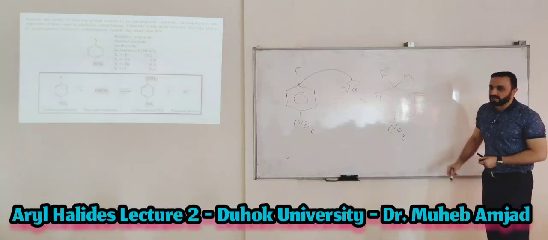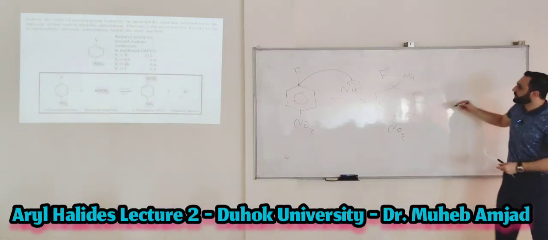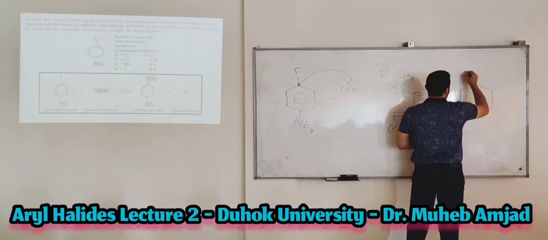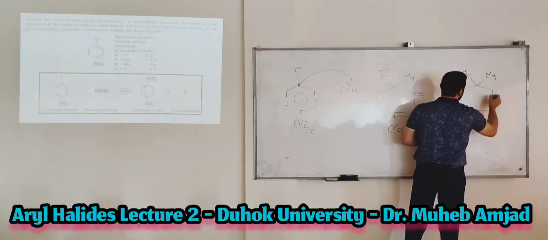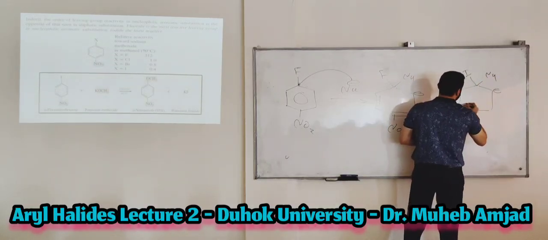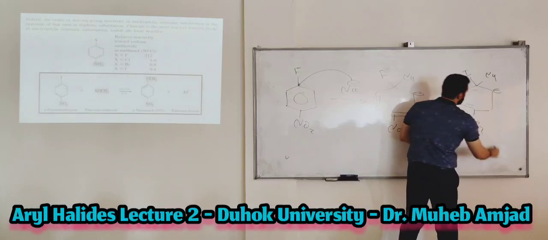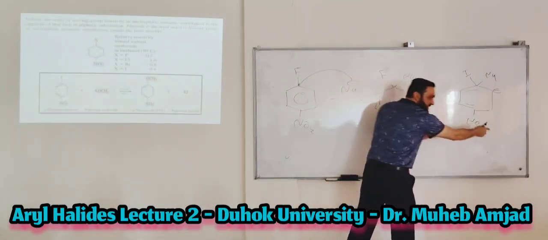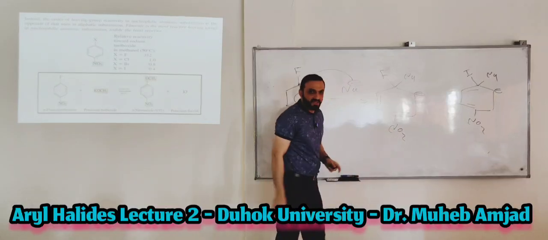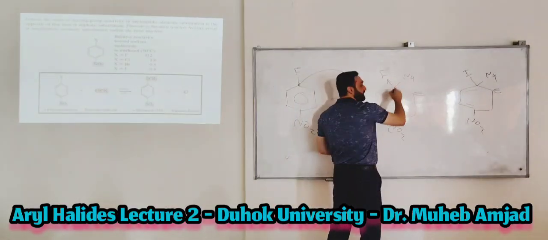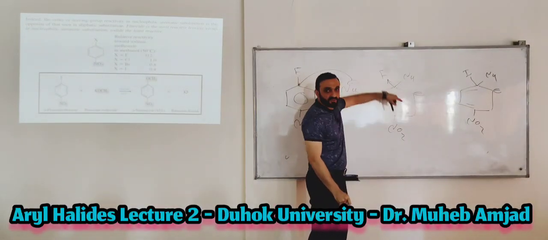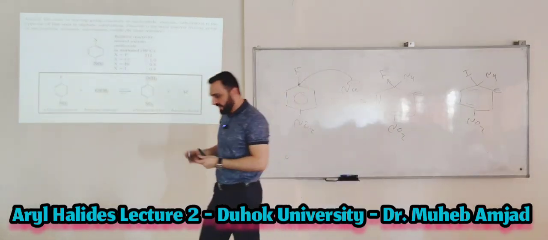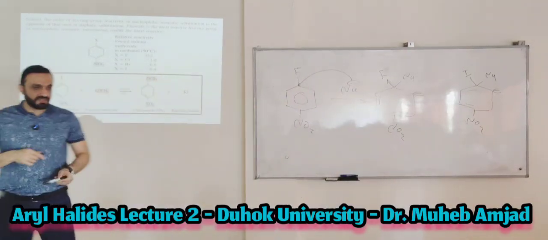Which is the more stable one, if you have a fluor or you have iodine? This is the iodine, with the nucleophile. Which is the more stable intermediate product, this or this? Fluor. Why? Because the fluor is a higher electronegativity atom, it withdraws electron density from the benzene ring and increases the stability. This is the answer.